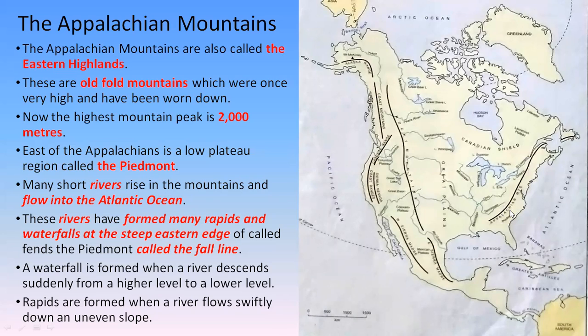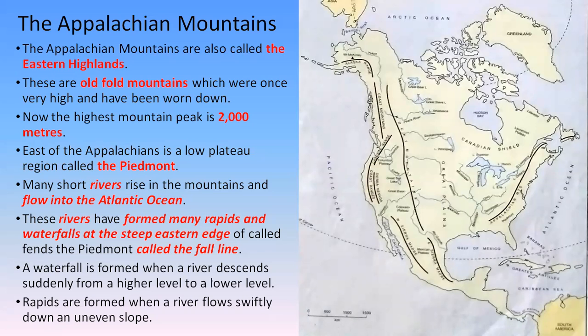So what is the speciality of this Piedmont? That is what we are going to look at now. Many short rivers rise from the Appalachian Mountains. Why are they called short rivers? Because the rivers start from the mountain and in a very short while reach the Atlantic Ocean. That is why the rivers flowing over this Piedmont area are called short rivers. These rivers have formed many rapids and waterfalls.